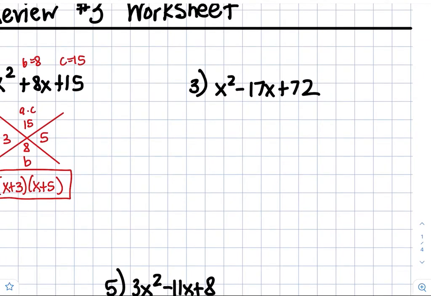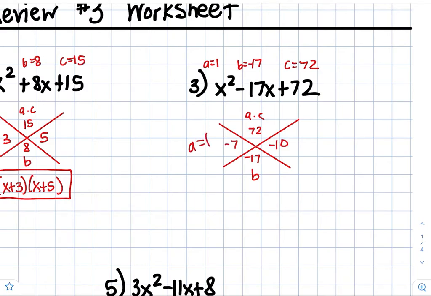Number 3. Again, A is equal to 1, B is equal to negative 17, and C is equal to 72. X method: two things that multiply to 72, but when added give you negative 17. A times C, B. That is going to be negative 7 and negative 10. And since A is equal to 1, our factors are just going to be x minus 7 times x minus 10.